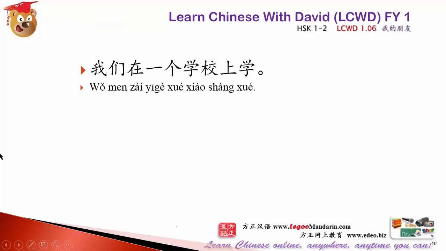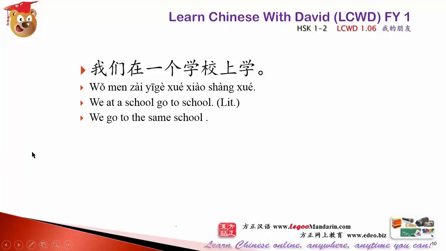我们在一个学校上学。Chinese sentence structure: who, when, where, do what. Here is a short form. Who, 我们; where, 在一个学校; do what, 上学。Chinese sentence pattern: subject, place, then action and object. 我们在一个学校: we at 一个 one or the same one, 学校 school, 上学 go to school, attending school. 学 is school or learn.